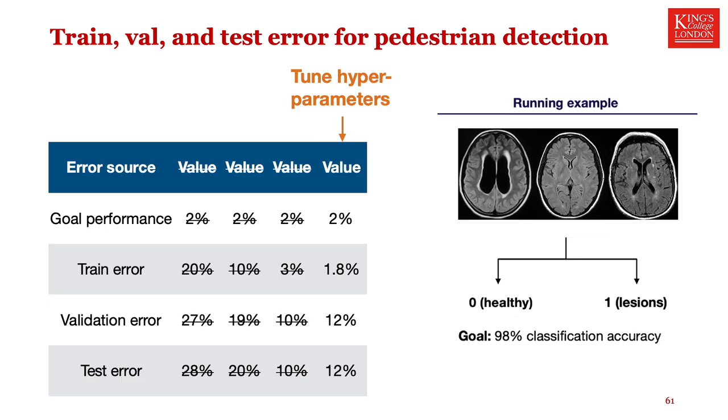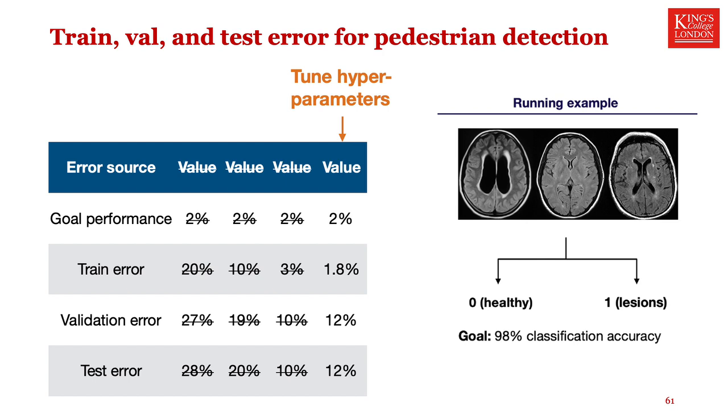If you now tune the hyperparameters, you might end up with something like this, where the train error is actually marginally smaller than the goal performance. I only put this number here of 1.8 to make sure that you understand that this is possible. Is it statistically significant? Very likely not. It might be caused by many other issues, but it is possible that due to statistical fluctuations and the size of the test set, or the training set, you might end up with a training error which is lower than the goal performance, and that's because the model is memorizing things too much.